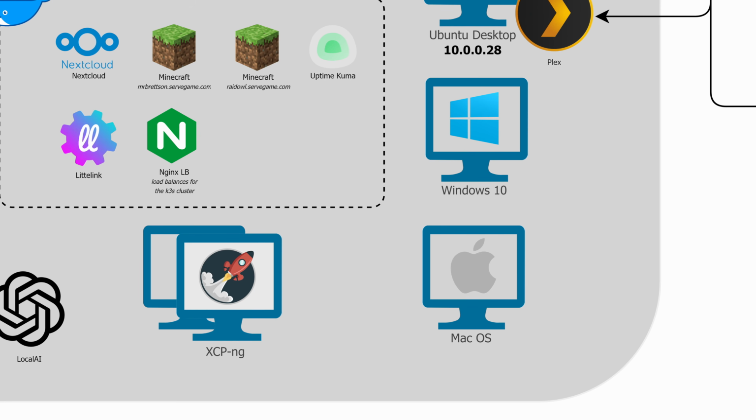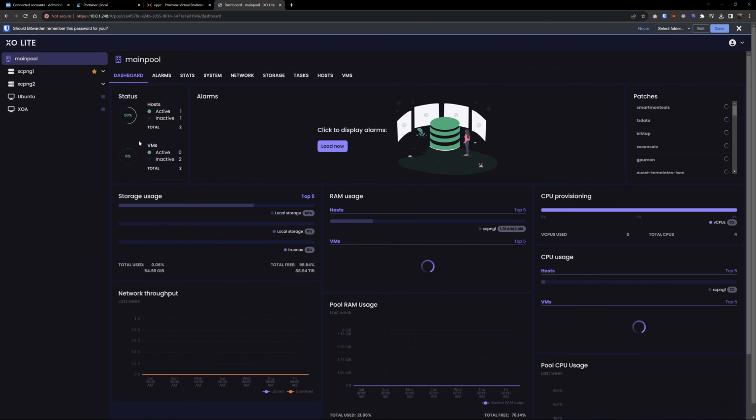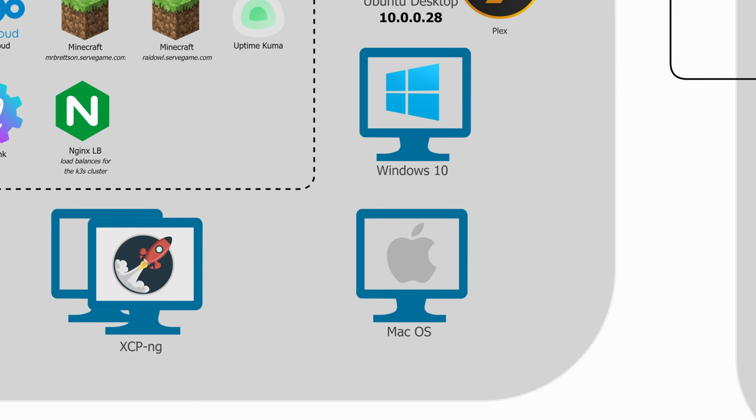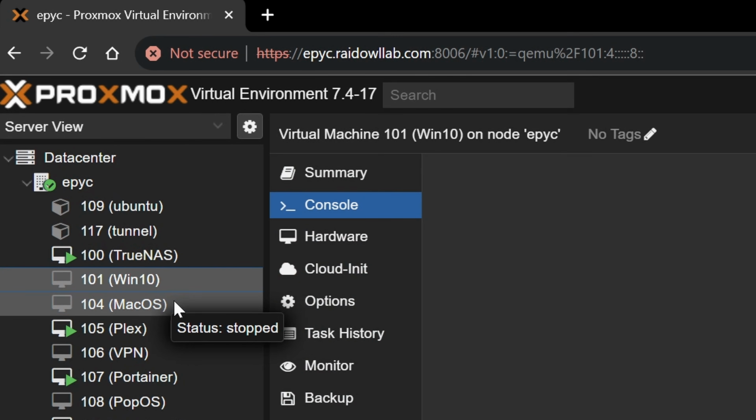The last few things aren't used too much. One is my test setup for XCP-ng. I have 2 VMs for this, and with the new 8.1 release, I'll be trying that out more thoroughly. Then I have a Windows VM and a Mac OS VM. You never know when you'll need one, and it's nice to have them for when that reason comes up. Okay, let's keep on keeping on.